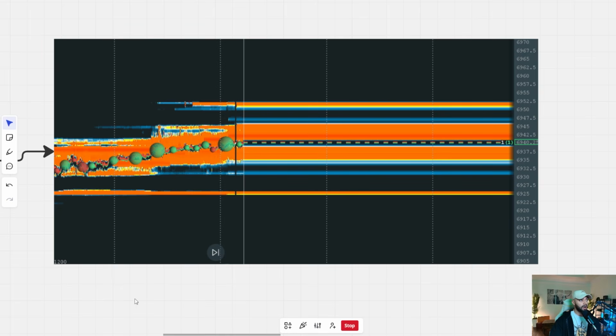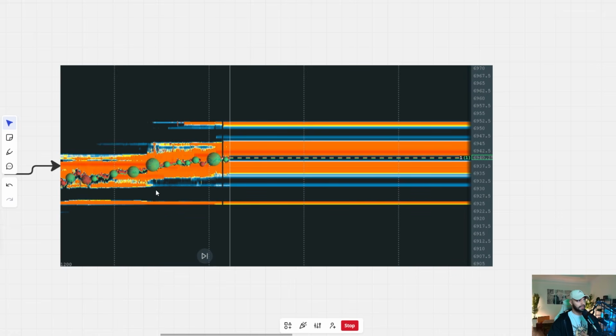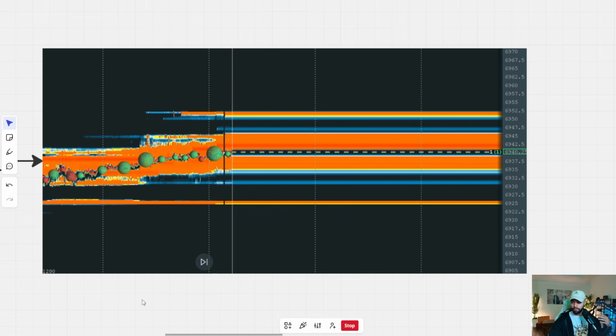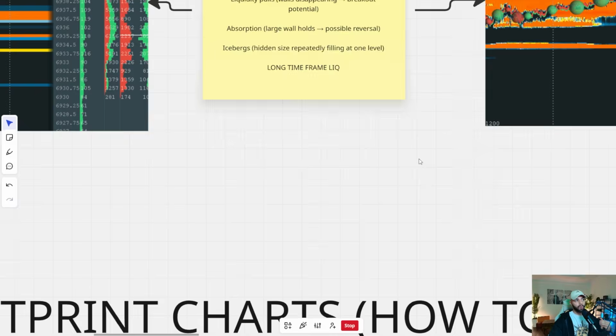So I use these levels as take profit levels a lot of the time. A lot of times it matches up with big psychology levels, like the 50s, 55s, 100s, things like that. But again, long time frame liquidity is a thing. The more time it's on there, the more likely it will get hit and filled, and the more likely it won't get pulled.